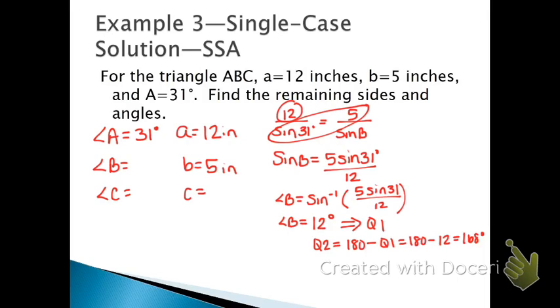Wait, shouldn't we do that to angle A too? No, angle A was given. There's no, it could be this or that. They said it is 31 degrees, okay? We only use this when they only give us one angle.